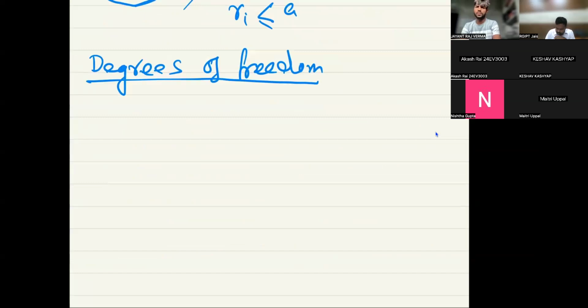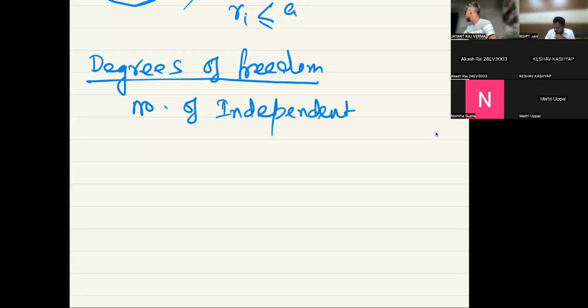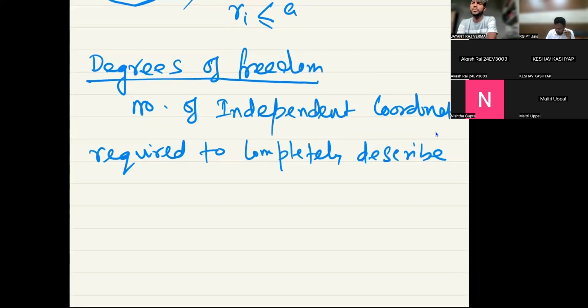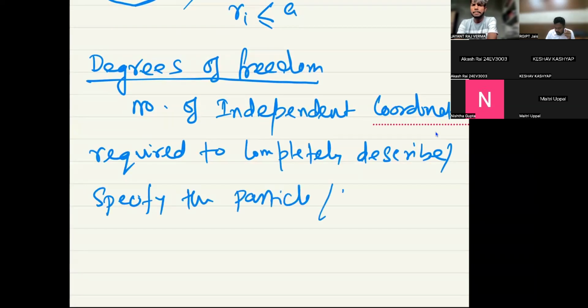So degrees of freedom are the number of independent coordinates required to completely describe or specify the particle or system of particles.